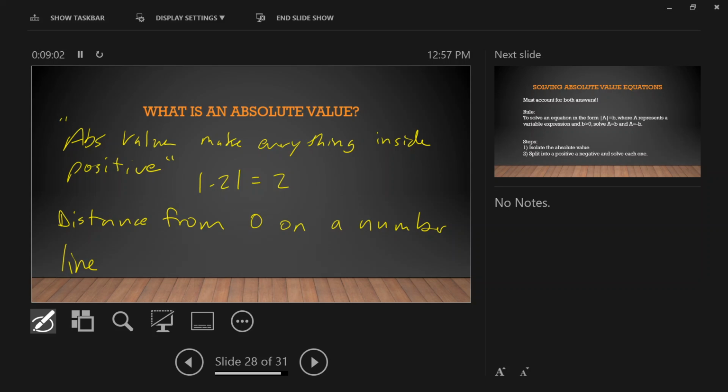So if I have a number line here, and I have 3 and negative 3, how far is it from 0 to 3 on that number line? From 0 to 3. It's 3 units, correct? Now, how far is it from 0 to negative 3? 3. Still 3 units. Okay? One thing, you can never have negative distance.